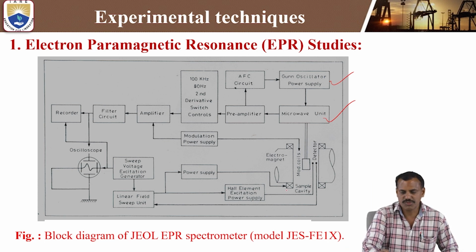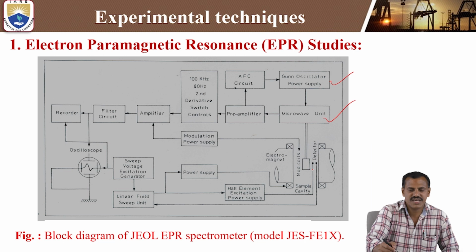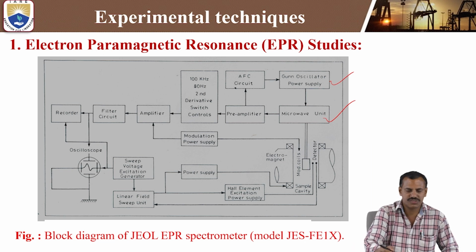Here is the sample cavity, and this is the electromagnet current we use. In the X band EPR spectrometer, the microwave frequency is applied to the sample, it is reflected, and it comes to the detector. We use the power supply, the linear field modulation unit, and the Hall element excitation power supply.